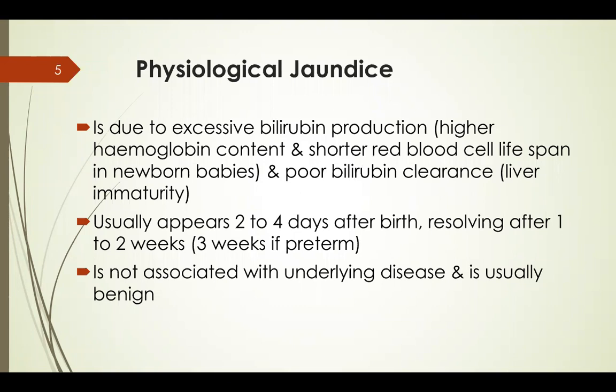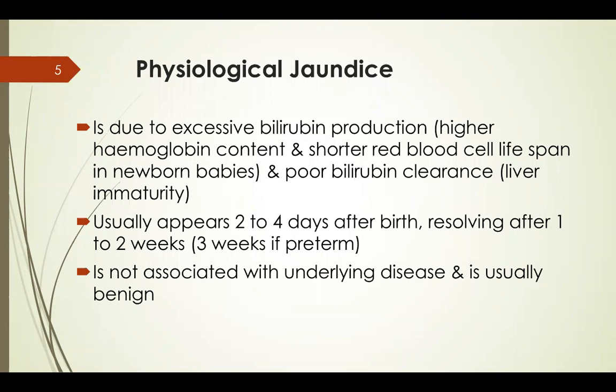Physiological jaundice is caused by three things. Number one is higher hemoglobin content. If you look at our patients, especially neonates, the hemoglobin is 20, 18 at least. So that causes a higher percentage of our babies to get neonatal jaundice. At the same time, we have a shorter red blood cell lifespan, about 90 to 120 days only.